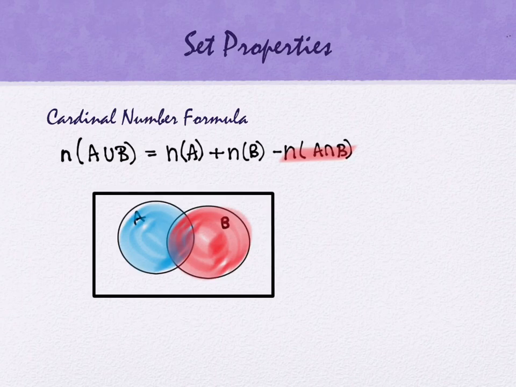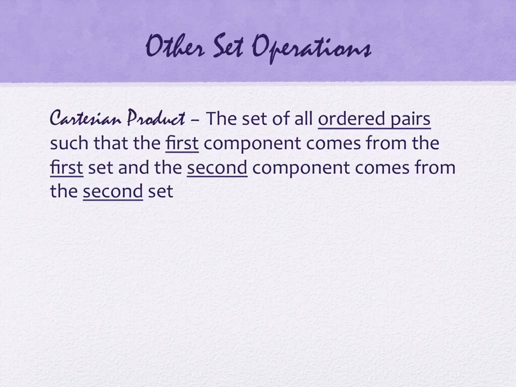Okay, we have one more thing to write down and we're going to pause. You ready? Last thing to write down for today. This is one more set operation. This is called the Cartesian product. This is the set of all ordered pairs such that the first component comes from the first set and the second component comes from the second set.